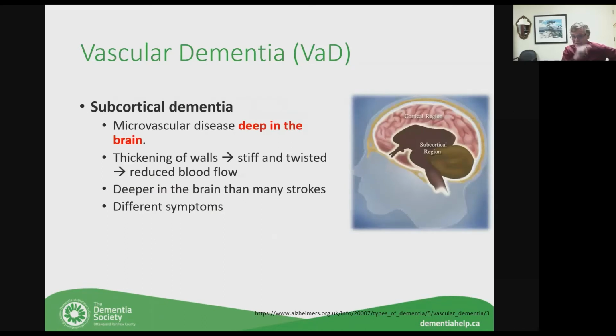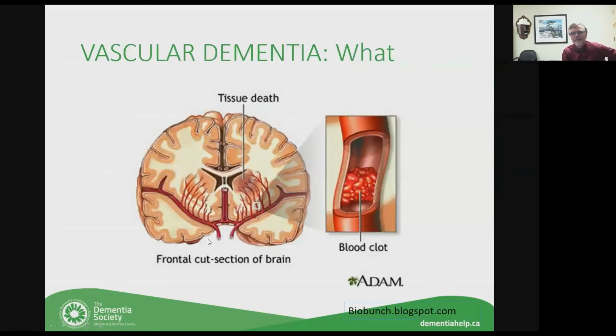Now, there's also vascular dementia which is more subcortical, and it's more insidious. It's much smaller vessels, and it really happens deeper in the brain. There's thickening of the walls in the arteries. They get stiff, they get twisted, the blood flow is reduced, and so it will create different symptoms by its location.